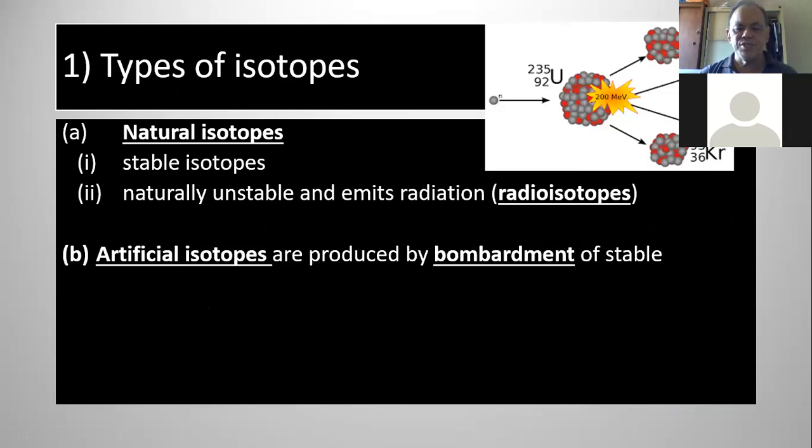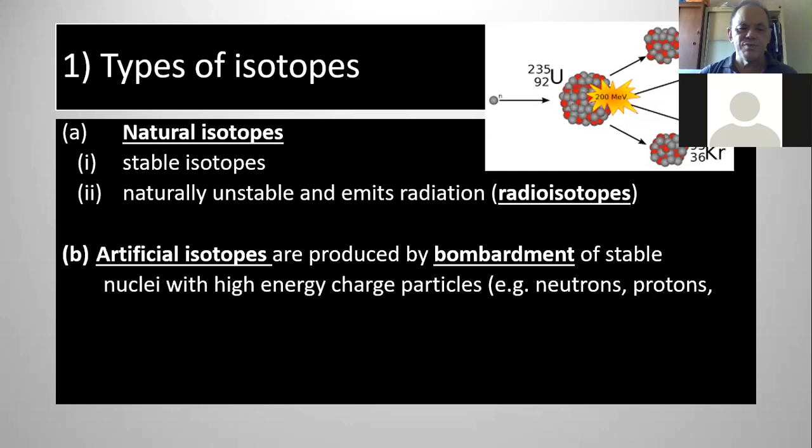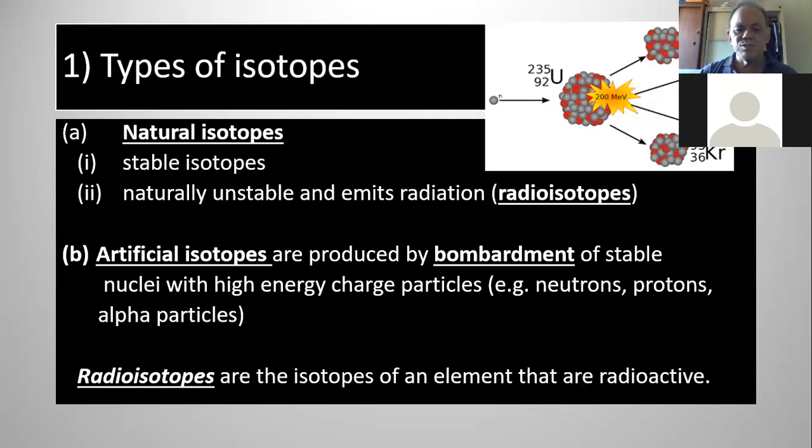Or it can be artificial, produced by bombarding a stable nuclide with high energy charged particles. It's man-made. We are the ones who create it. We are the ones who send neutrons, protons, or alpha particles into the nucleus. In the previous topic, we studied binding energy, so we can create artificial radioactivity. Radioisotopes are the isotopes of elements that are radioactive. So instead of saying radioactive isotopes every time, we call them radioisotopes.